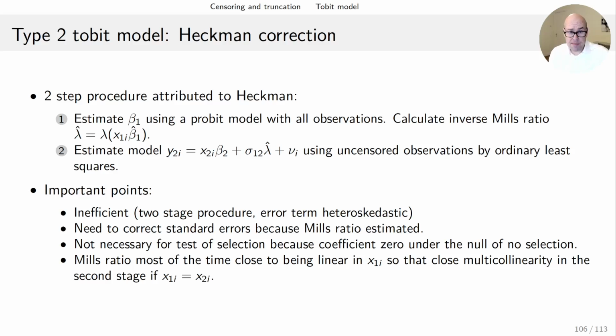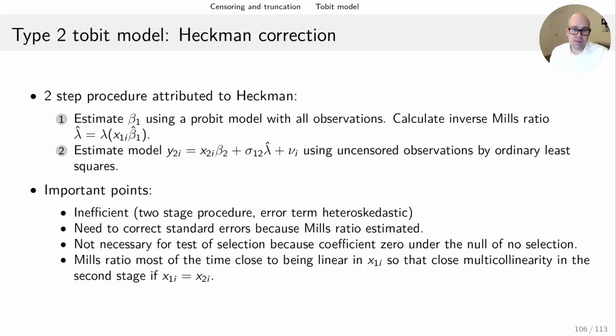Given all this, the way it works is that we do a two-step procedure. As I said, this two-step procedure is attributed to Heckman and certainly contributed to him getting the Nobel Prize in the early 2000s. What one does is first estimate a probit model with all observations, so the censored and the uncensored observations, and that probit model explains whether an observation is censored.